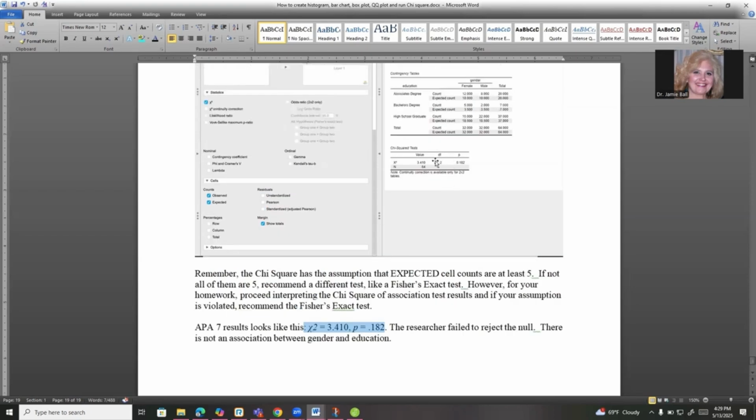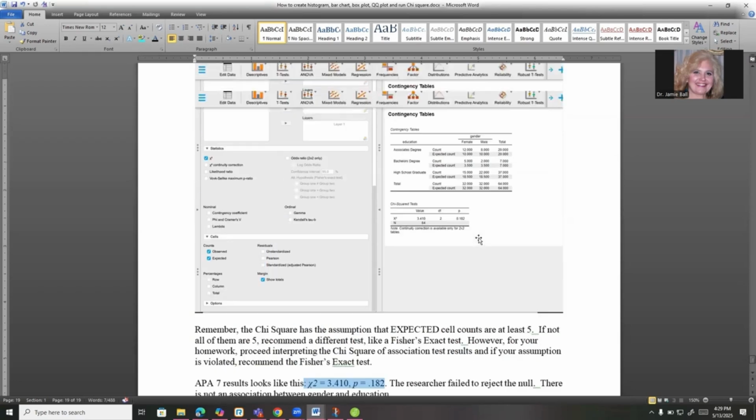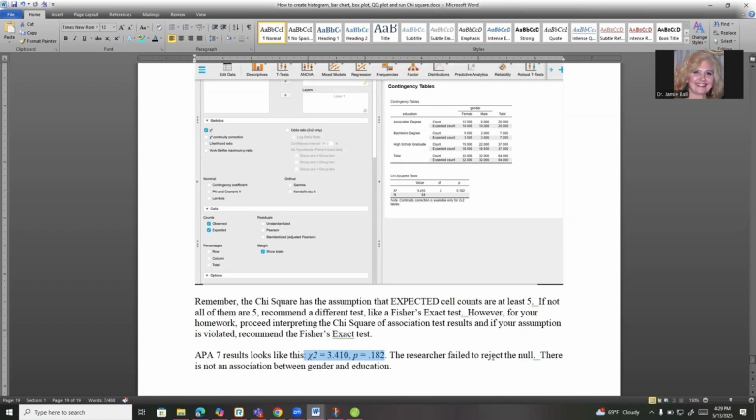Remember to place both of these, right? So I discuss the cell count. Don't forget that part. All right. Cross tabulation was run. The expected cell counts revealed violations for both male and female under bachelor's degree. If we were proceeding with this test, I'd recommend the Fisher's exact test, but I want you to proceed with your assignment. So you just interpret your chi-square.